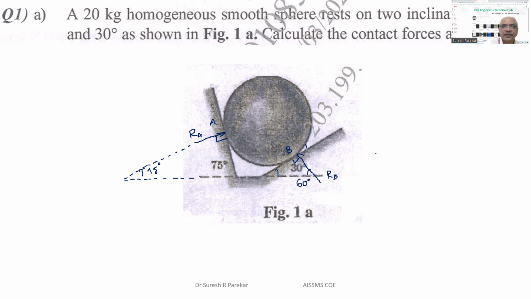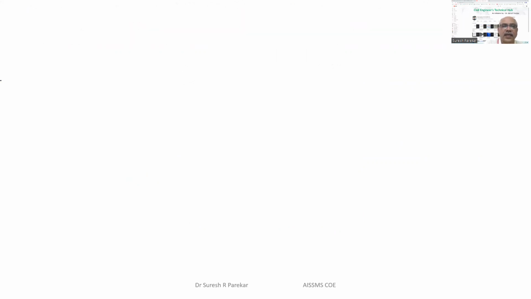Now if I plot this, we have this angle made, this was 15 degree, RA. Then we have another making angle 60 degrees, which will be RB. And then we have the weight, that is 20 into 9.81. So now we will go to the equilibrium equations.